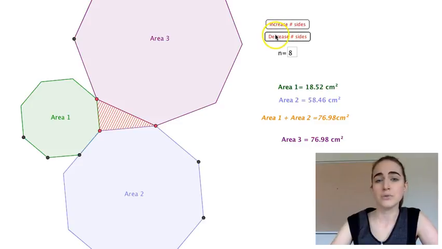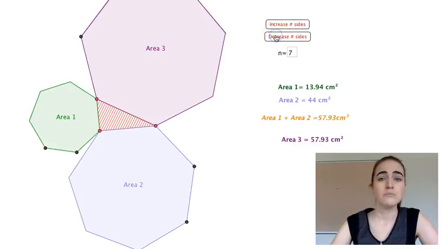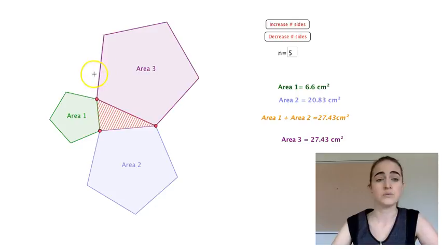So this program only does it with polygons, but it would work with, say, semicircles as well. So if you drew a semicircle with diameter equal to the length of each side, you'd still have that relationship of the areas, area 1 plus area 2, being equal to that third area that's off the hypotenuse.